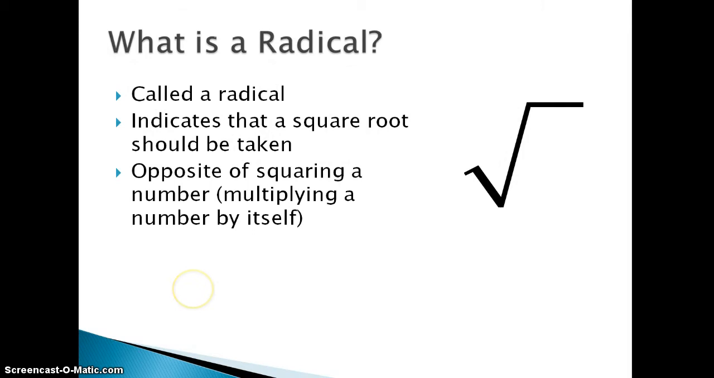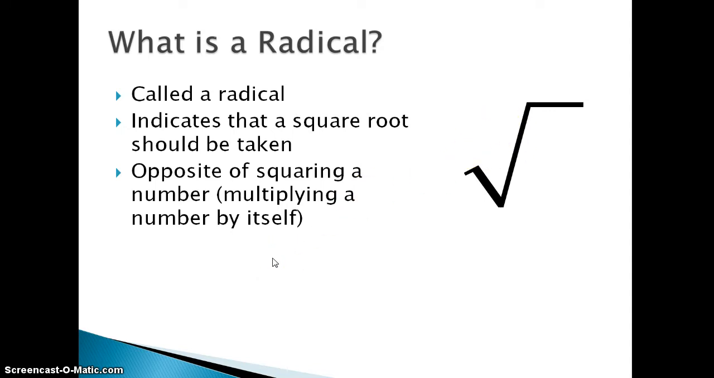So what is a radical? This symbol right here is the radical. It indicates that you should take a square root. Sometimes you will see a number in this area that's called an index. If it's a square root, it would be a 2. If it's a cube root, it would be a 3. If it's a fourth root, it would be a 4. You'll learn about cube and fourth roots later. For now, these are square roots, and for square root, you do not have to write an index.